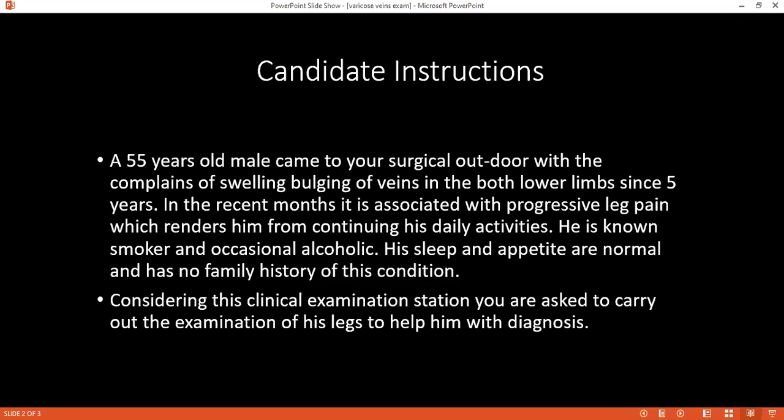So what are your differential diagnoses for this patient? My differential diagnosis for this patient is primary varicose veins. Very good. Other than this, what could it be?